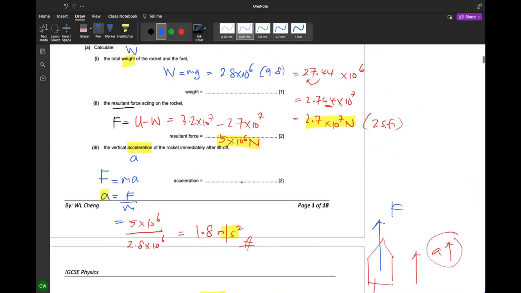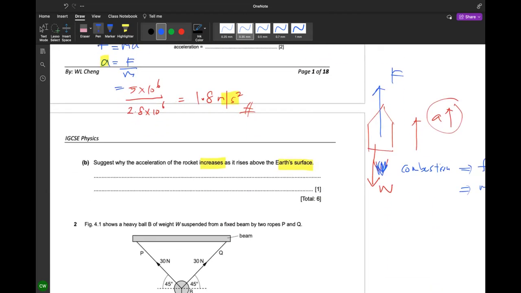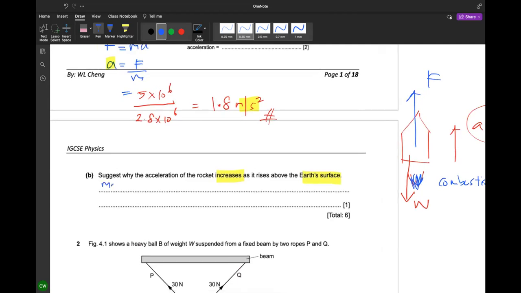Okay, so this one you need to write: mass of rocket decreases as fuel is used up.